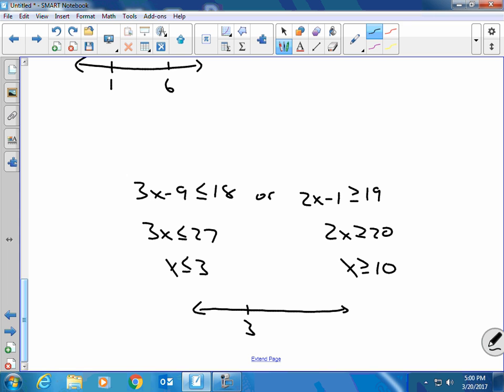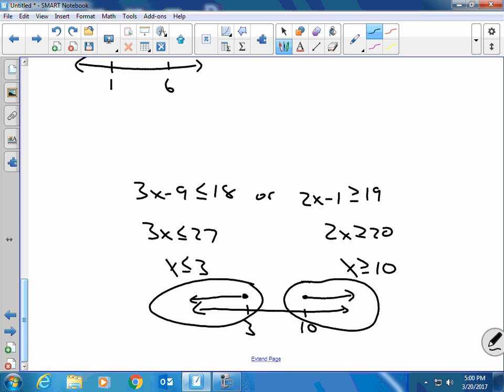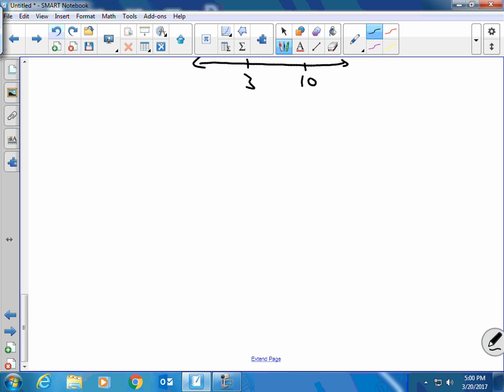Number line. My two endpoints are 3 and 10. I want to include the 3 and everything that is less than that. I want to include the 10 and everything that is greater than that. My OR statement says it could be in this set over here, or it could be in this set over here. It's the union of the two solutions. Either set works. All right. Let's do another one.